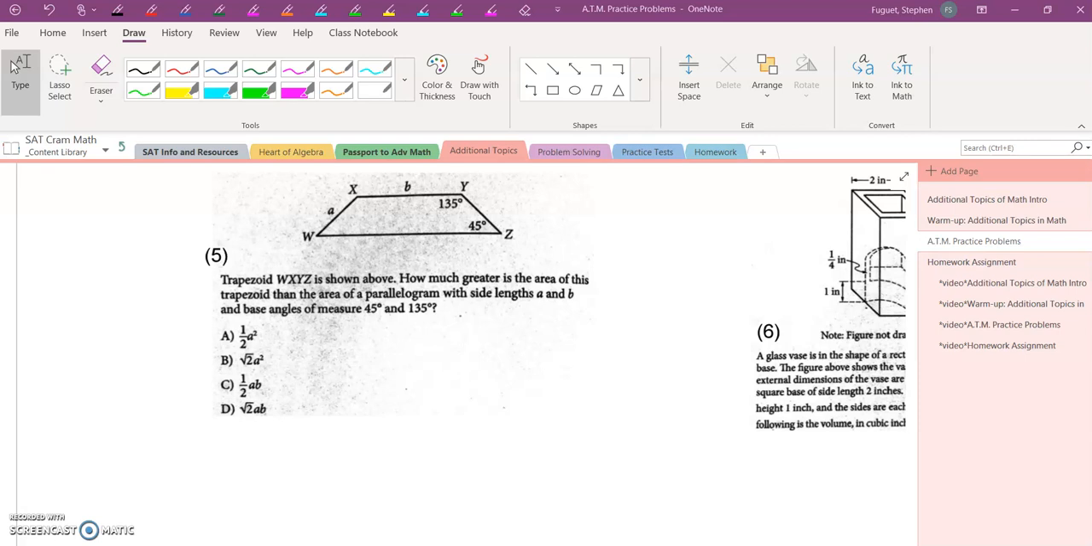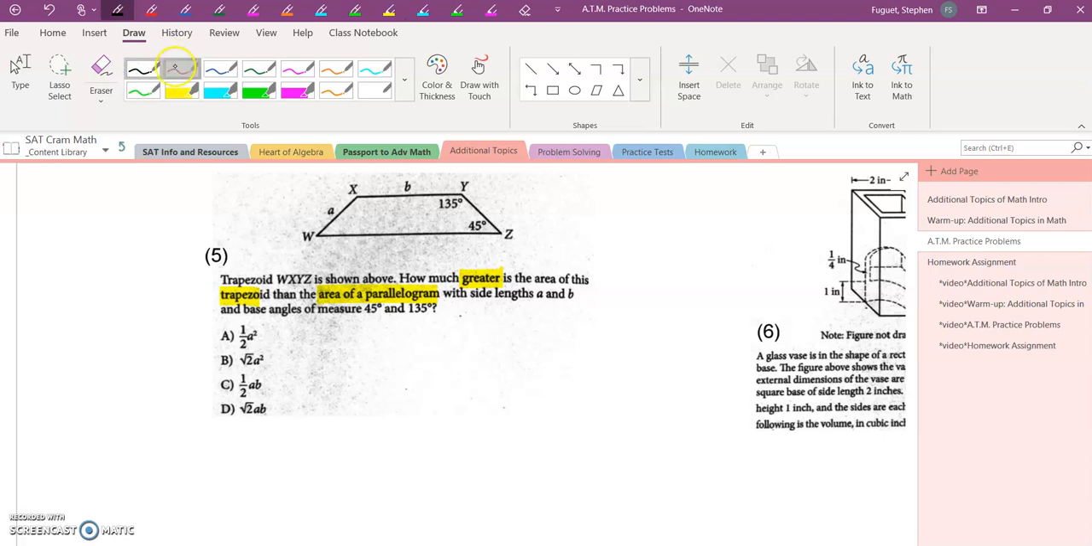Welcome to part 2. We're going to pick up with question number 5 on the practice problems worksheet. Taking a look at that one, we have trapezoid WXYZ shown above. How much greater is the area of the trapezoid than the area of a parallelogram with the side lengths A and B and base angles of 45 and 135?